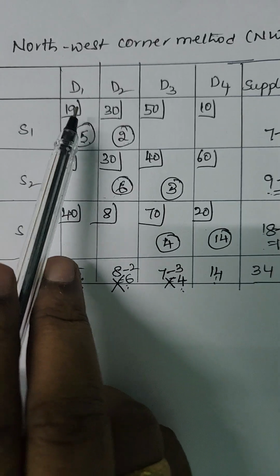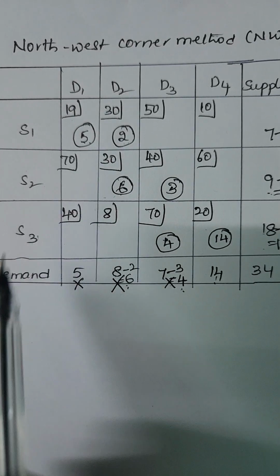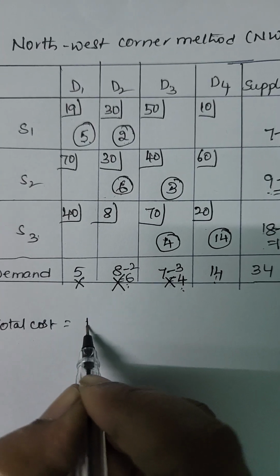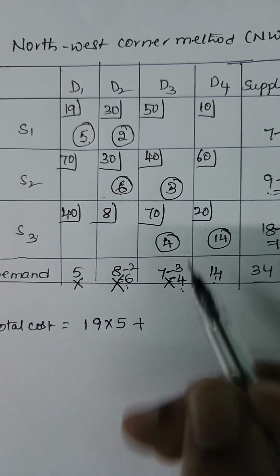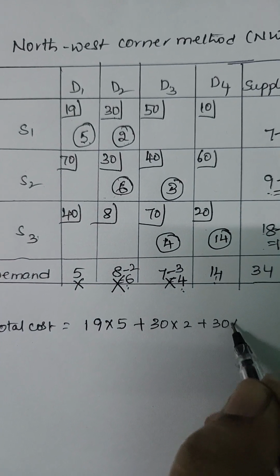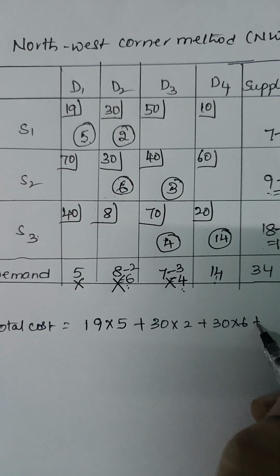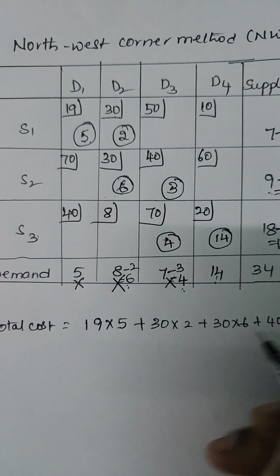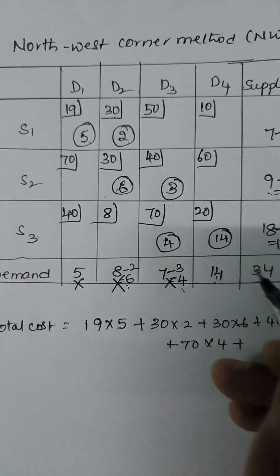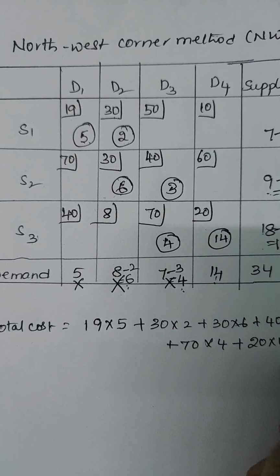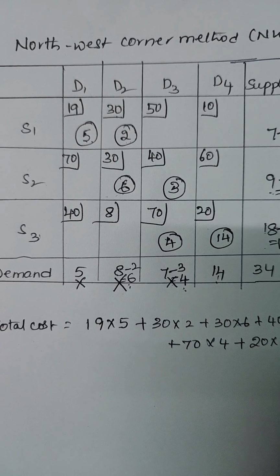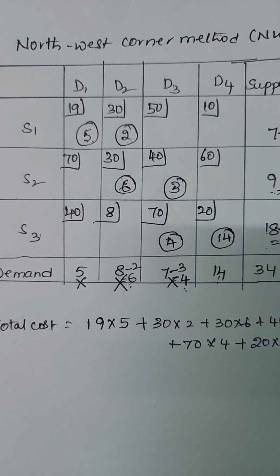How to find the total cost? Multiply this number with this number. Total cost is equal to 19 into 5 plus 30 into 2 plus 30 into 6 plus 40 into 3 plus 70 into 4 plus 20 into 14. The total value is 914 rupees. So the total transportation cost is 914 rupees.